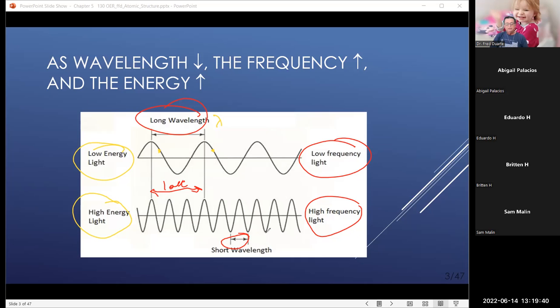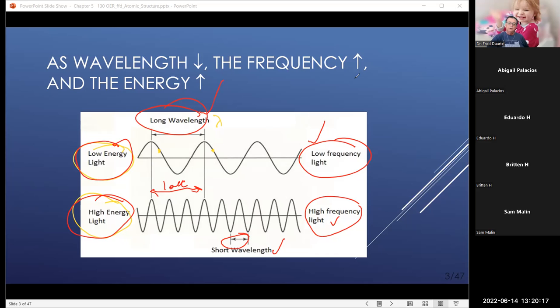What this means is this: if I have low energy light, I will have a long wavelength, like radio waves, for example, and a low frequency, because they're so big. If I have high energy light, I'm going to have a short wavelength and a high frequency. That could be represented by, say, X-rays, where they have high energy.